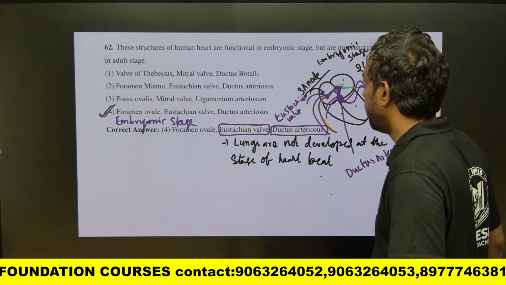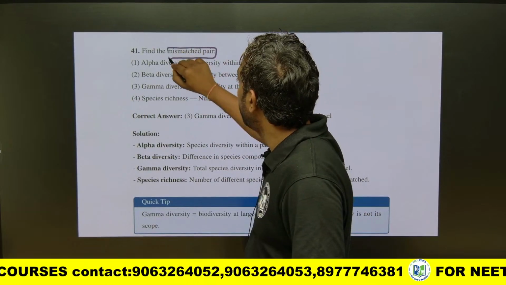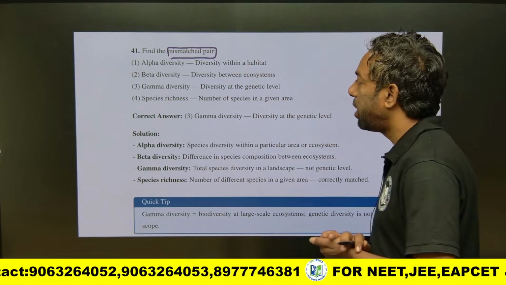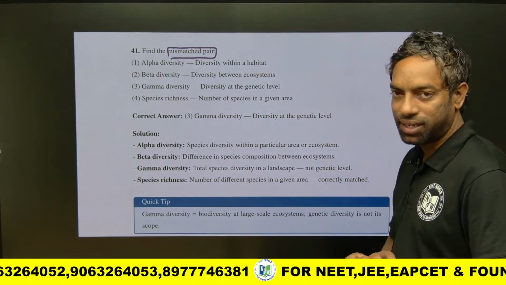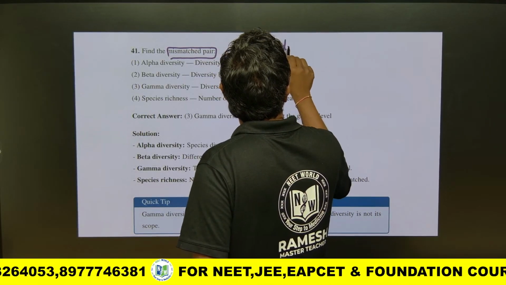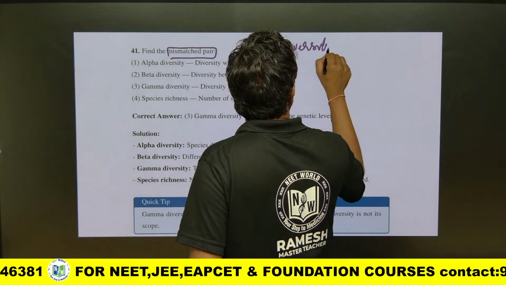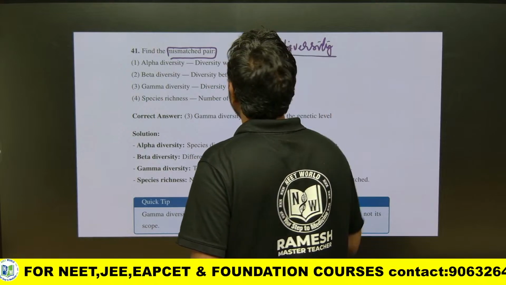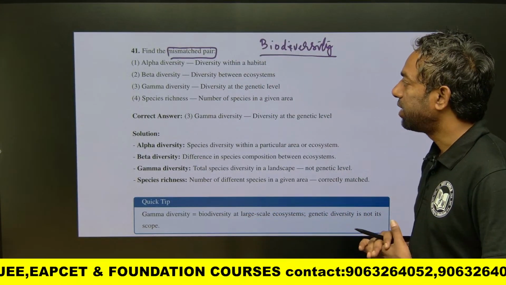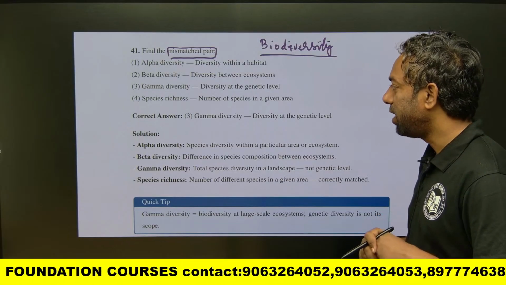Yes. Next question: find the mismatched pair: alpha diversity, beta diversity, gamma diversity, and species richness. This is the chapter biodiversity. Just look here: alpha, beta and gamma, species richness. This is also important for NEET.